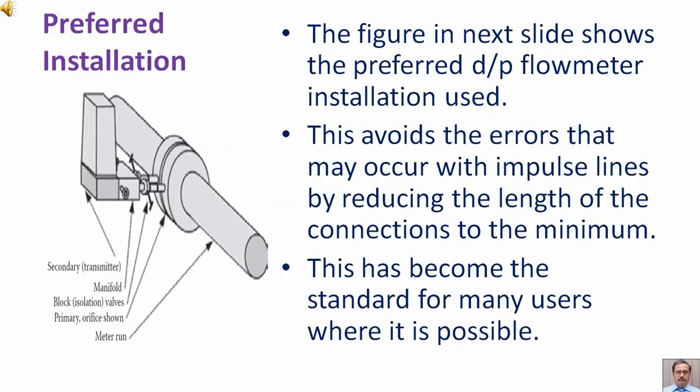Installation. Preferred installation. The figure in next slide shows the preferred DP flow meter installation used. This avoids the errors that may occur with impulse lines by reducing the length of the connections to the minimum. This has become the standard for many users where it is possible.